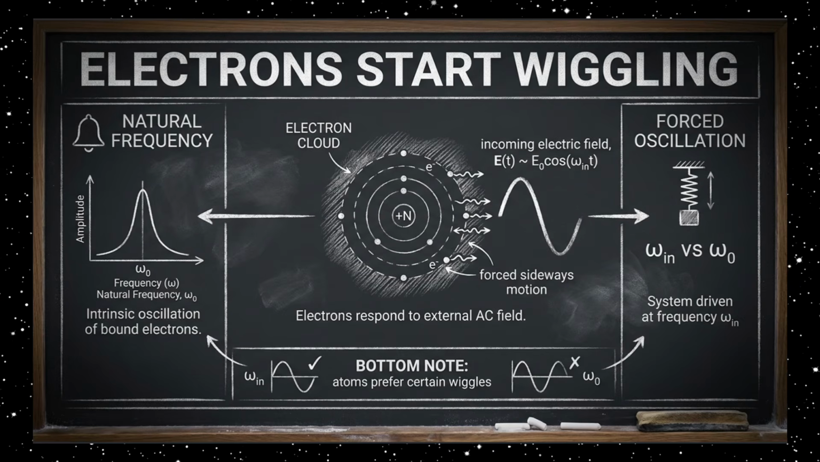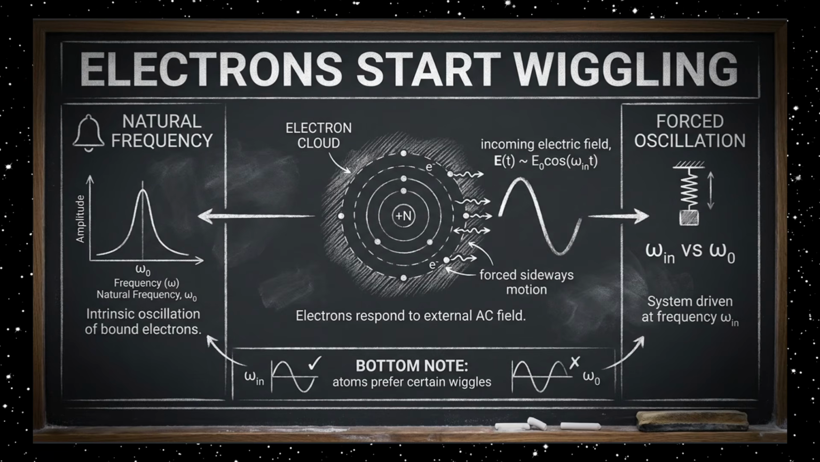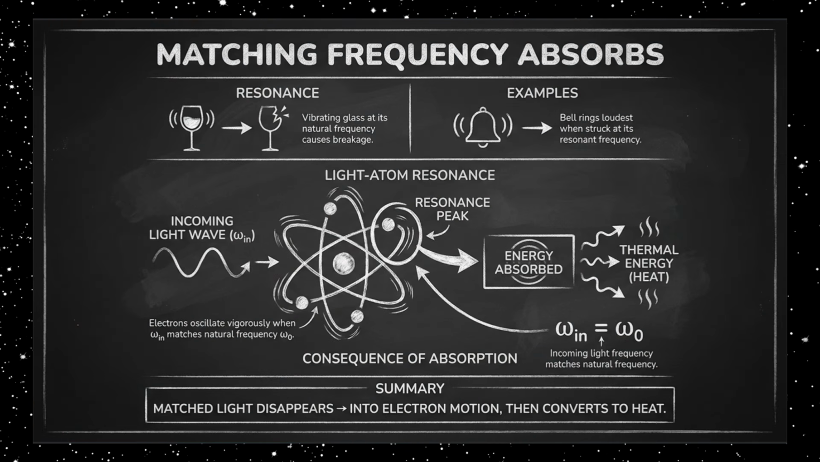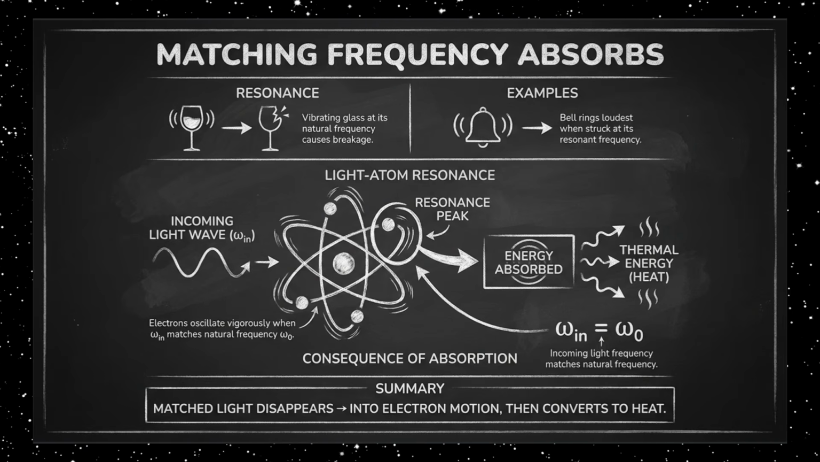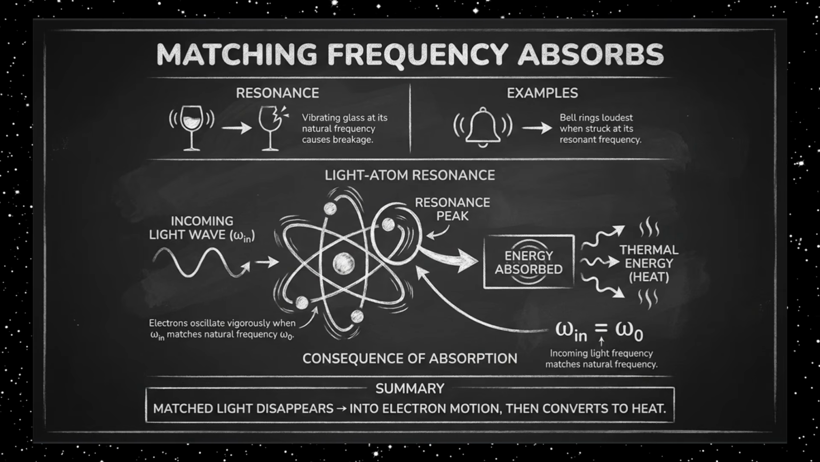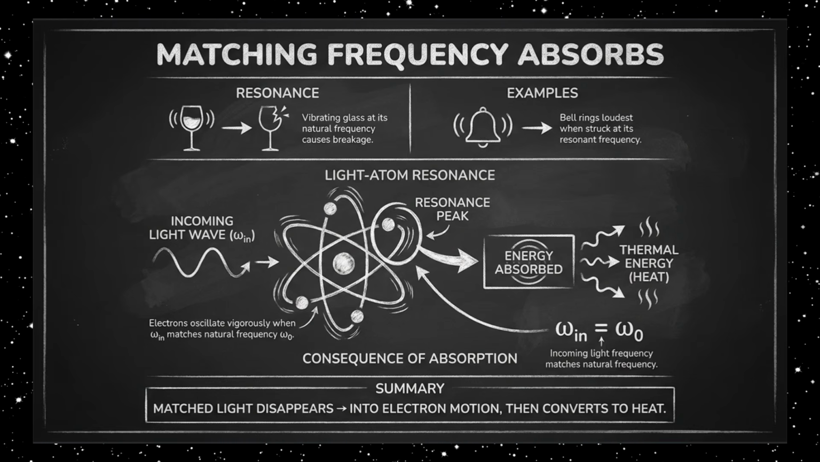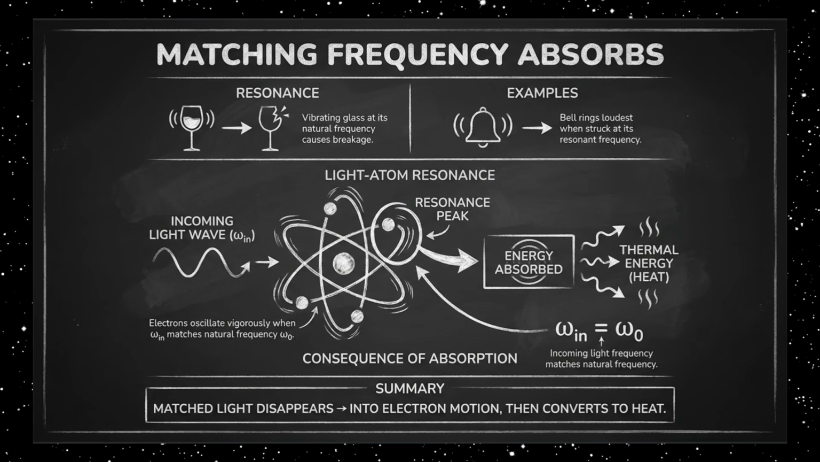The electrons start to wiggle, and here is the deal. Atoms have certain natural frequencies they like to wiggle at, the same way a bell has a certain note it likes to ring at. Or a wine glass has a certain tone it sings when you run a wet finger around the rim. If the light coming in matches one of those natural frequencies, the electrons start ringing like a bell, and they swallow up the energy of that light. The light is gone, absorbed.